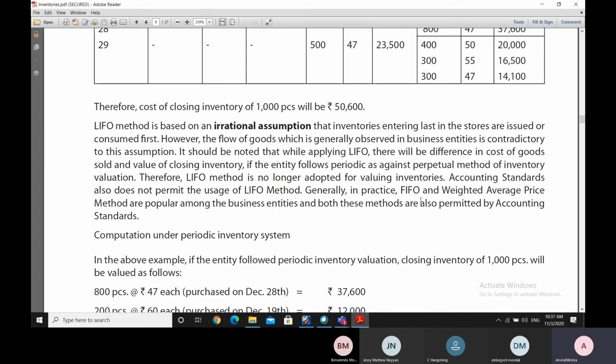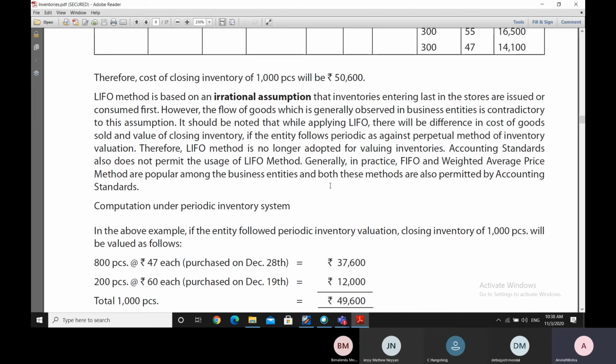Also, accounting standards do not permit the usage of the LIFO method, and generally in practice FIFO and weighted average price method have become popular among business entities, and both these methods are also permitted by the accounting standard.